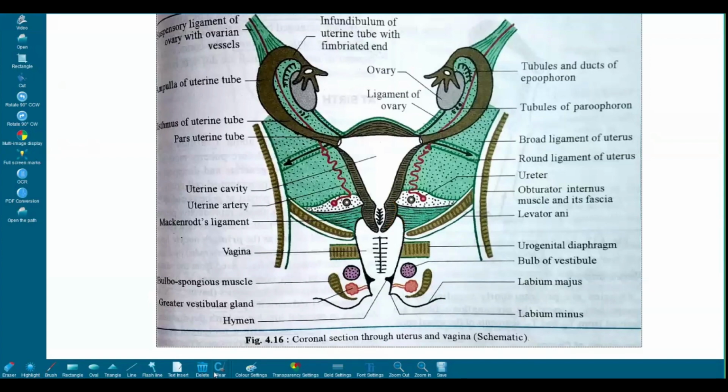Now coming to the next part, the ligaments that are attached to the cervix. The first one is McEnroe's ligament. Then we have the second one. I'll be dealing with each one later on, for now just listen to the names. First one is McEnroe's ligament, second one is the pubocervical ligament, and the third one is the uterosacral ligament. So these three ligaments are present in relation to the cervix.